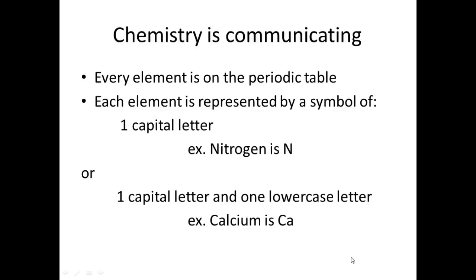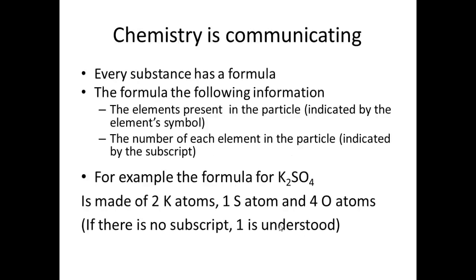So remember, chemistry is about communicating things. Symbols communicate the element. Every substance has its own formula. The formula gives certain information. It gives the elements present in the particle, and the number of each element in the particle. You don't actually have to write down what's in parentheses here, so don't worry about that. Okay? Everybody look up here. I'll give you a second to copy this down.